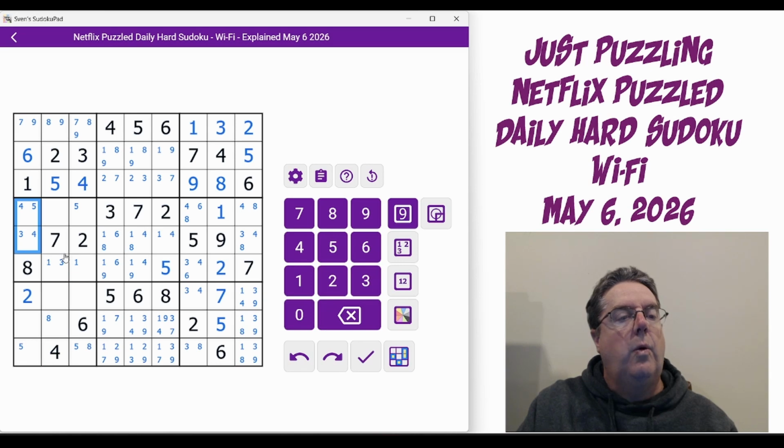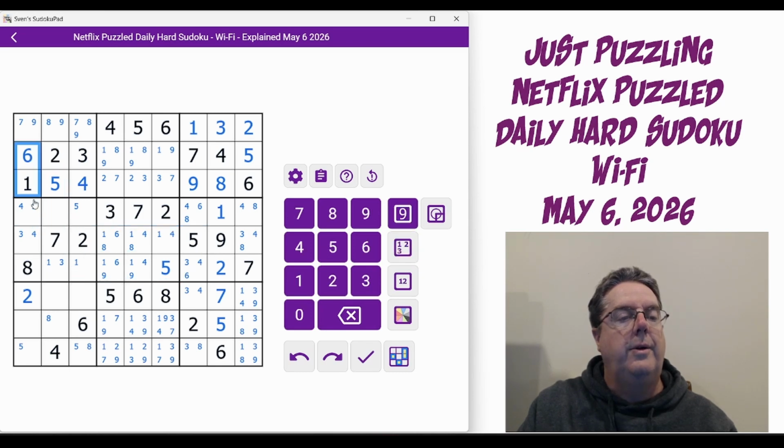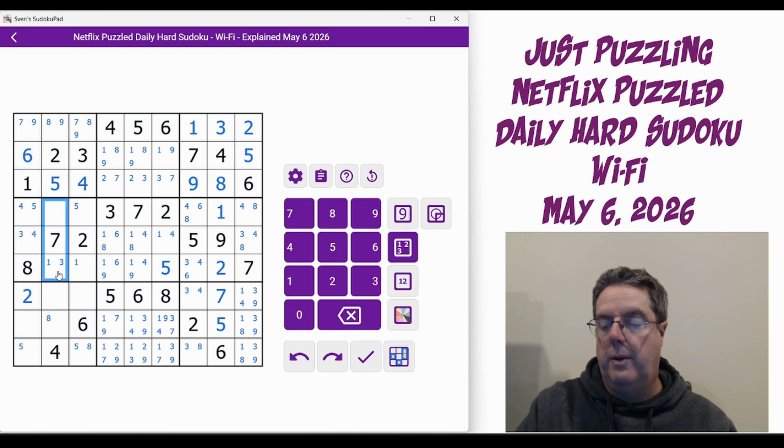1, 2, 3, 4, 5. 5 comes down here. 5 comes across here, and 5 comes across here. So that's a 5 there. Shouldn't have had to do that. 6 comes down here. There's a pair. 6 comes up here. So 6 is one of these two.